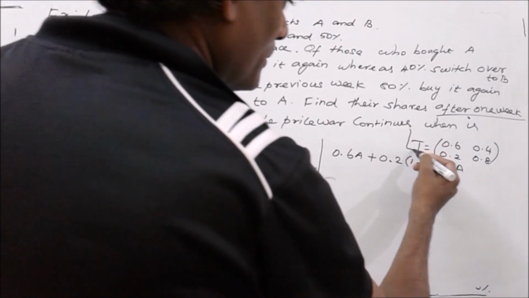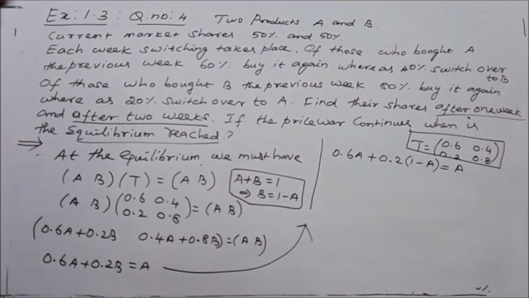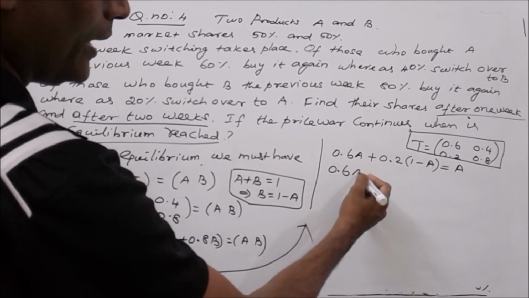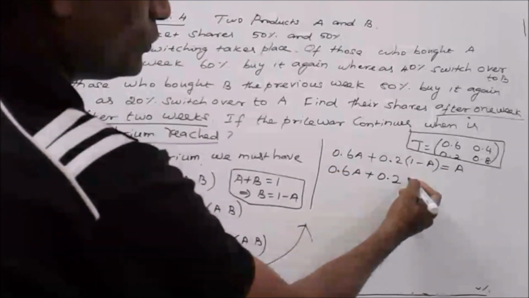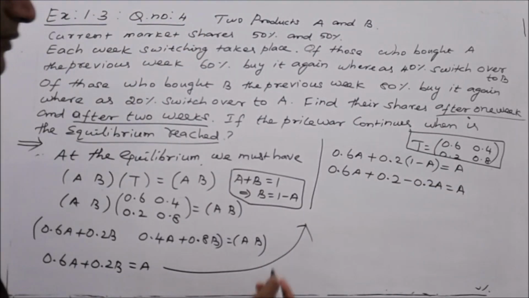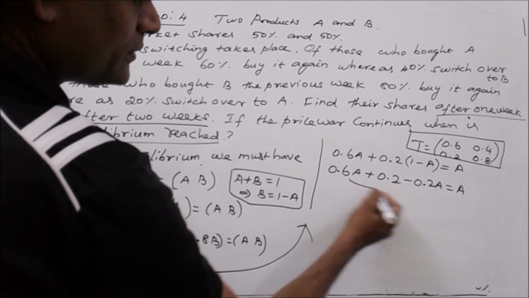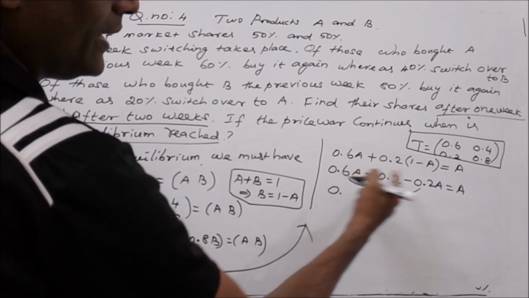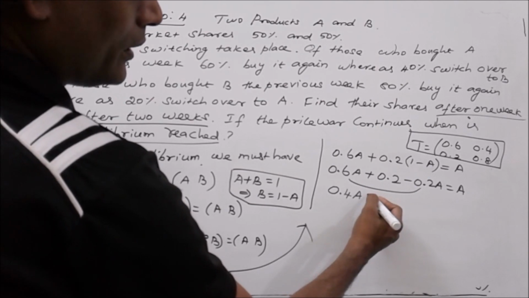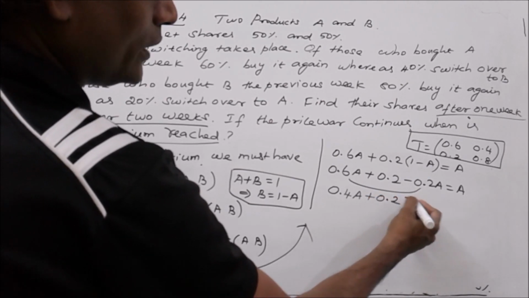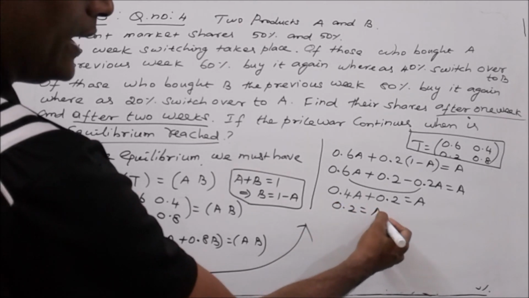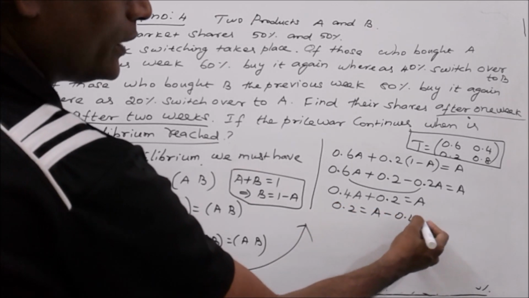This is the transition probability matrix. Now multiply: 0.6A plus 0.2 minus 0.2A equals A. Adding these two results, 0.6A minus 0.2A, that is 0.4A plus 0.2, equals A. Now 0.2 equals A minus 0.4A.